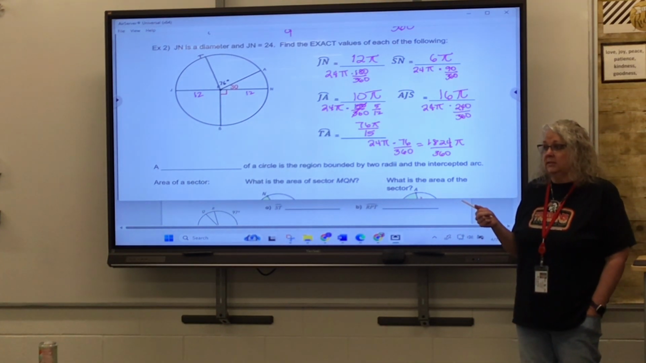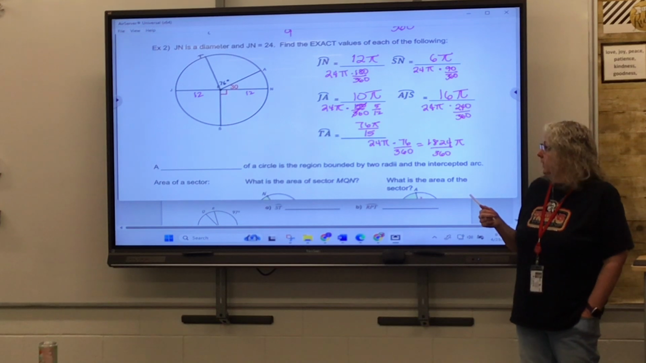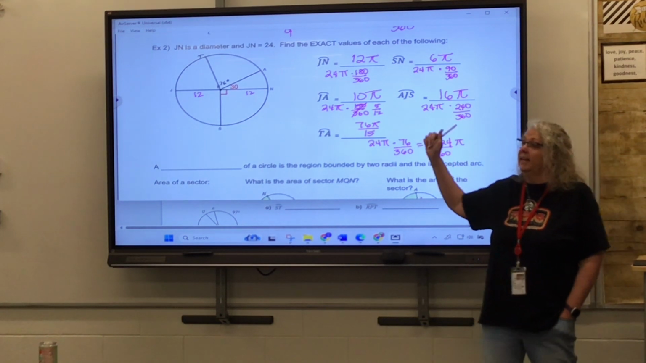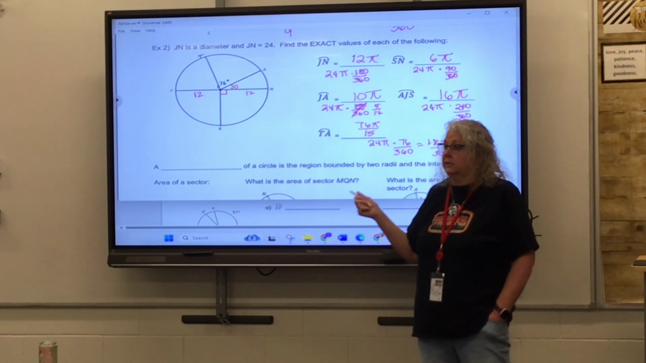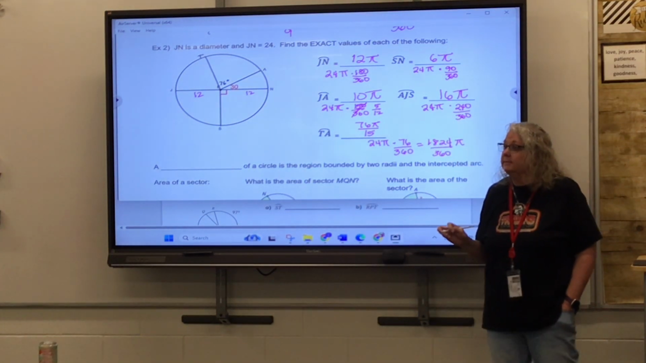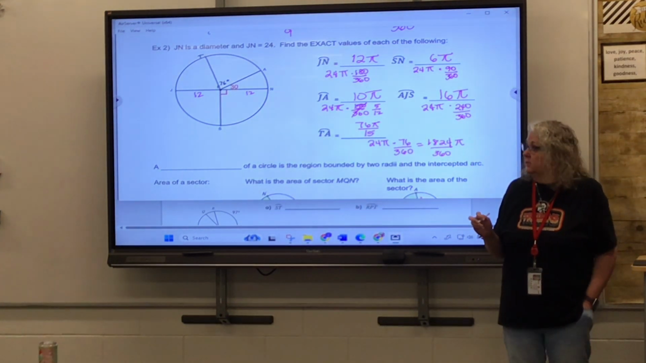Does that make sense? Any questions on finding the length? This is not the measure of an arc, it's the length of the arc. Does that make sense? Okay, then stop talking.